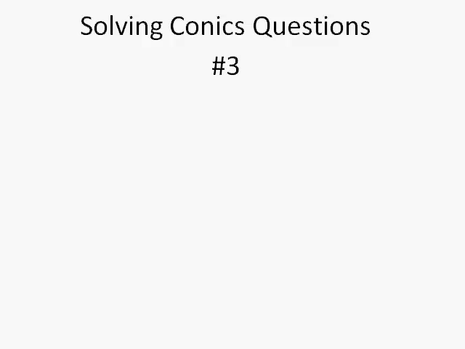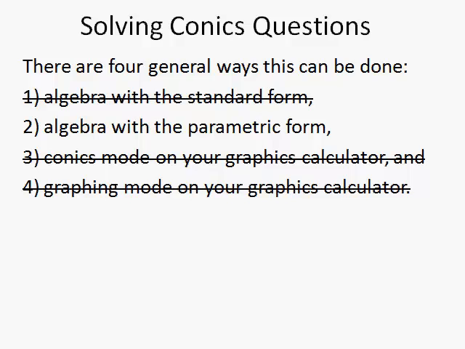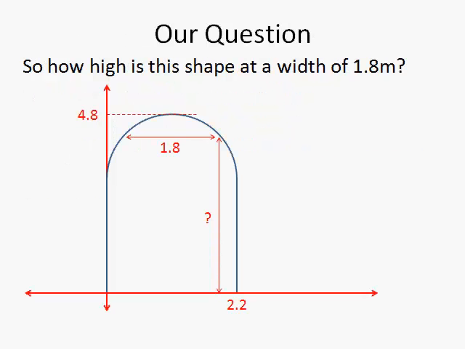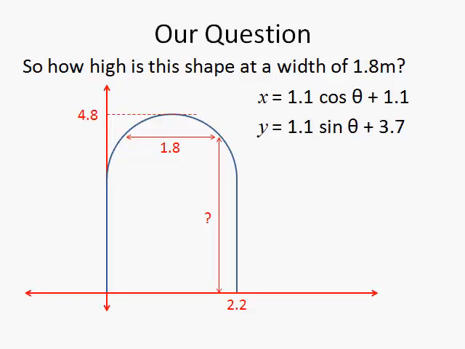Okay, this is the third video on solving Conics questions, and this one we're going to focus on solving the problems in the parametric form of the equations. We'll have the same problem as we've had before, a semicircular arch, and we want to know how high it is at 1.8 meters wide. This time we're going to solve using the parametric forms of the equation, which are for a circle, the radius cos theta for x, radius sine theta for y, plus their respective x and y shifts.